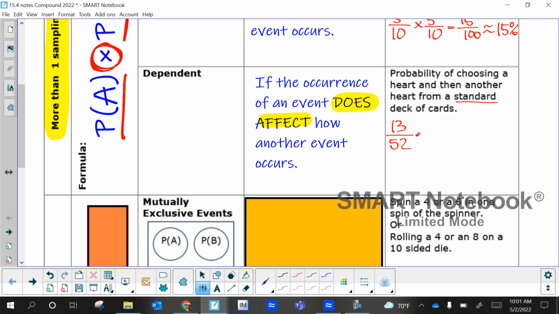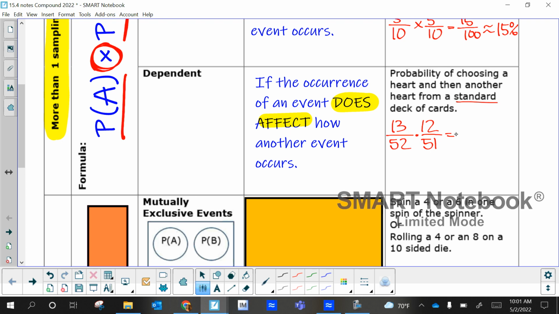Well, if I got the first heart, that means there's only 12 cards left out of a total of 51, because it's like a card game, you know, you're keeping your cards. It does, and plus it doesn't say that you replaced it, okay? It'll specifically say you replace the card back into the deck, and it doesn't say that. It just says you choose a heart and then another heart. And so that's why you see a 12 out of 51.